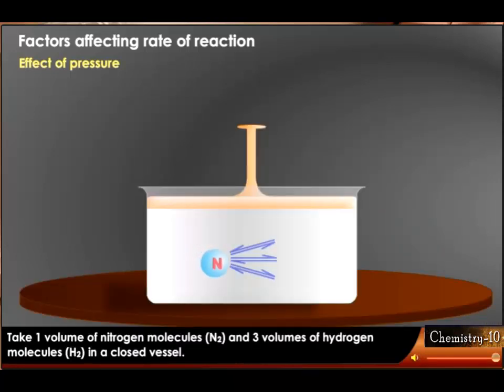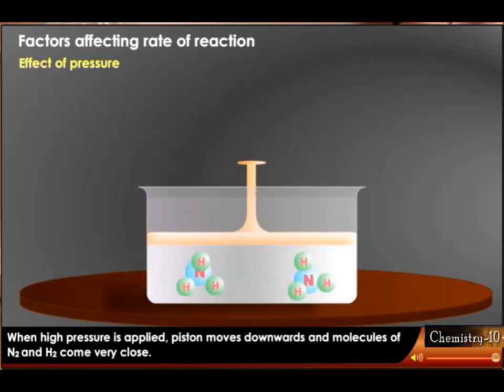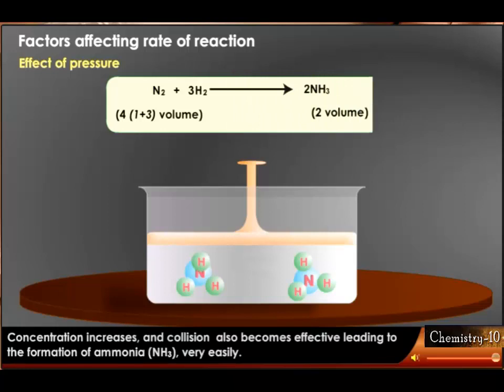Take 1 volume of nitrogen molecules, N2, and 3 volumes of hydrogen molecules, H2, in a closed vessel. When high pressure is applied, piston moves downwards and molecules of nitrogen and hydrogen come very close. That is, concentration increases and collision also becomes effective, leading to the formation of ammonia, NH3, very easily.